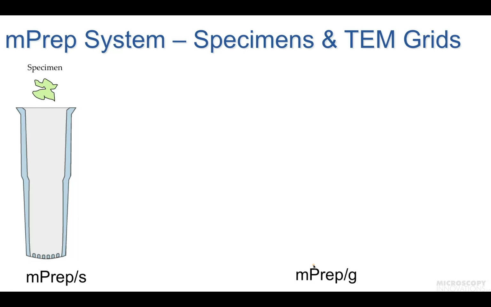So a specimen is simply dropped into or placed into the mPrep S capsule, microprep for specimen capsule. The capsule has 300 micron holes on the bottom. Once the specimen is within the capsule, a removable adjustable screen that also has 300 micron pores is placed into the capsule to entrap the specimen.